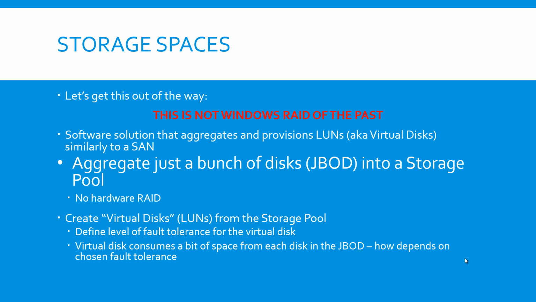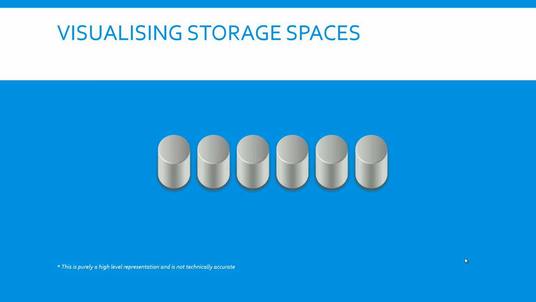In fact, to do storage spaces, you need some special hardware that's certified for storage spaces, and you must have no hardware RAID between your server and that particular JBOD, or just a bunch of disks, device. You aggregate the individual disks within the JBOD tray. That allows you to then virtualize, or create virtual disks or LUNs, from the storage pool that you've just created. And then you define your fault tolerance. I just want to visualize that a little bit because that was very wordy.